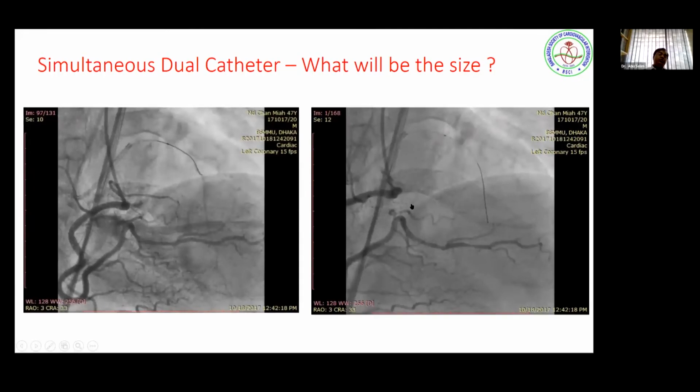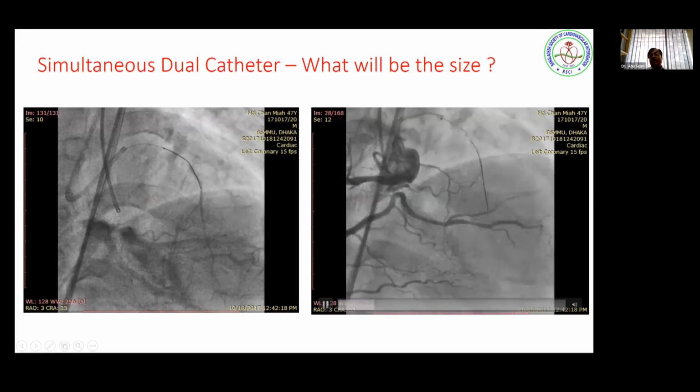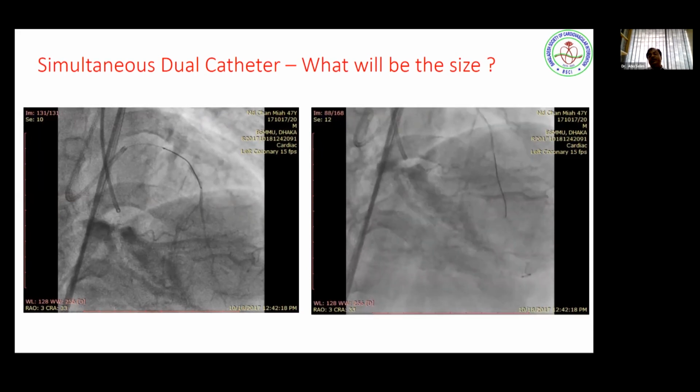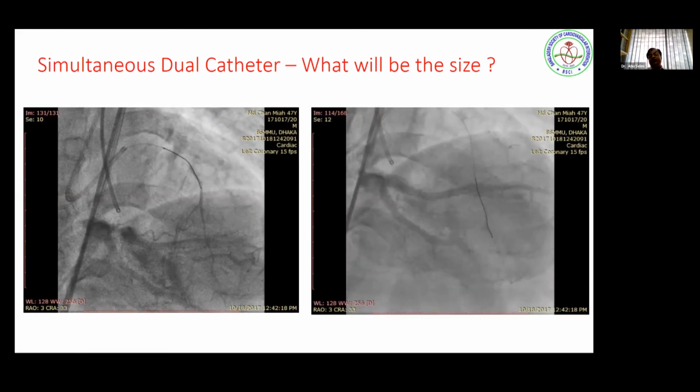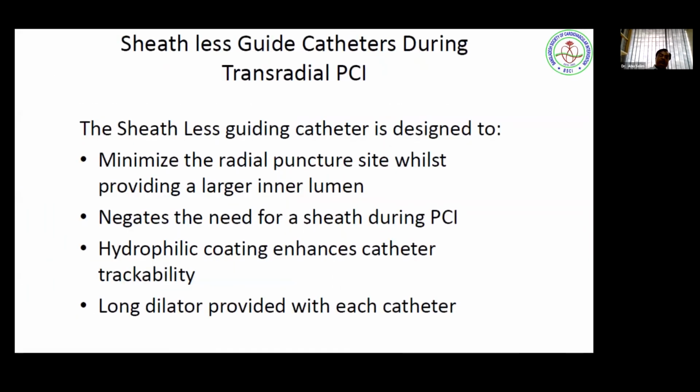Nowadays we are used to bilateral cannulation, using bilateral catheters, dual catheters simultaneously. Then what size of catheter should we choose? For the diseased vessel through which we negotiate the catheter hardware, we take 7 or 6 French, and for the injection that will give the retrograde view, we preferably take 5 French. In this case, I took 5 French for the right side and 7 French for the left side, which is also simultaneous dual catheter use. Which catheter? The sheathless guide catheter.